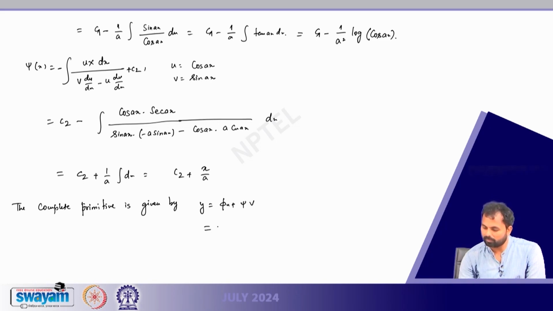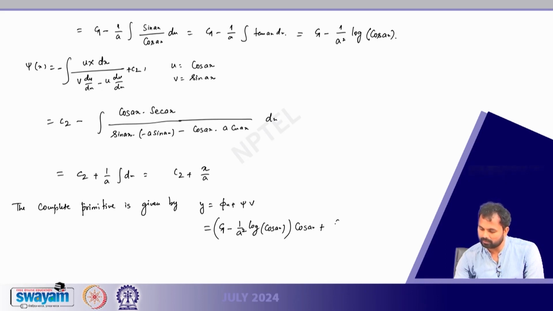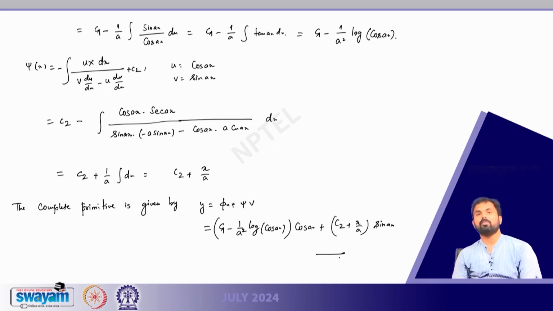So, phi is C1 minus 1 by a square log of cos of ax, into u, which is cos of ax, okay, and psi is C2 plus x by a, into v, which is sine of ax. So, this is the required solution of your given ordinary differential equation, d square y by dx square plus a square y equals sec ax.